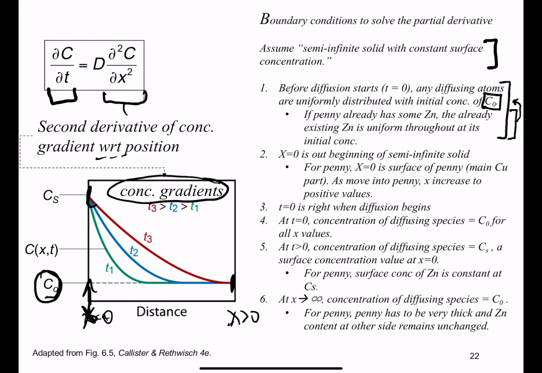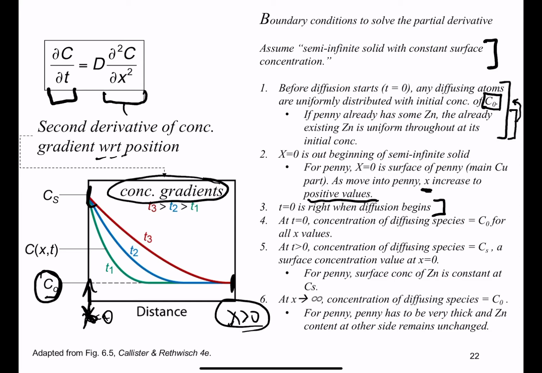Okay. And as we know, as we move deeper into the penny, we're going to, by definition, move from x equals 0 to more positive values. Okay, so as we go down from the top surface of the copper, where it meets zinc, x equals 0, deeper into the penny, we're getting positive values for x. Okay, we define T0. That's right when we start to get atoms moving in. That's when we start our stopwatch.